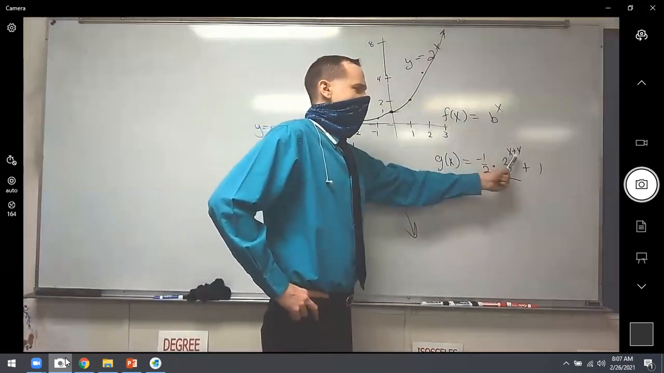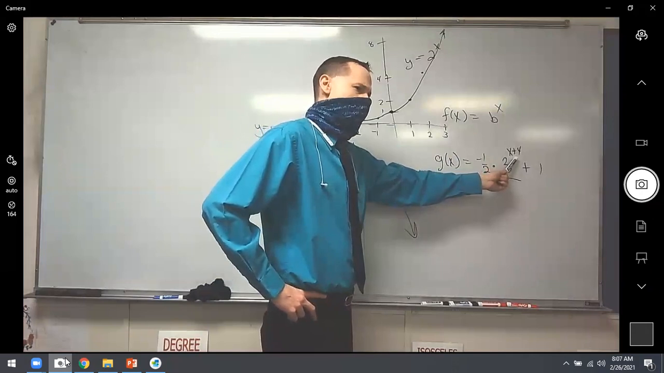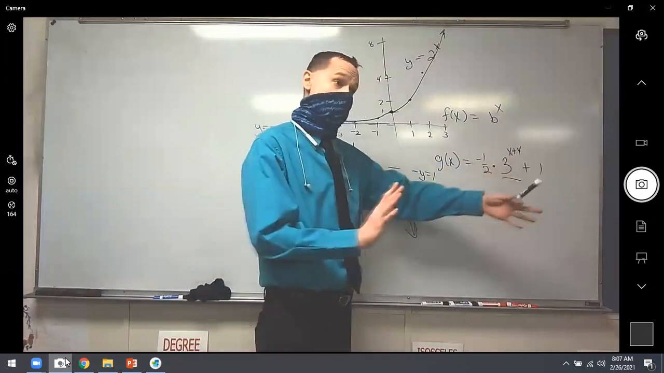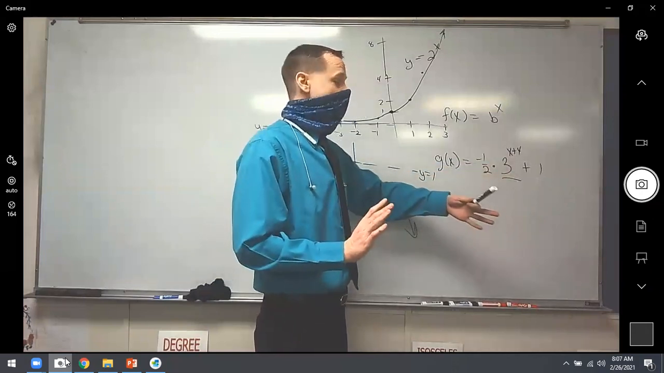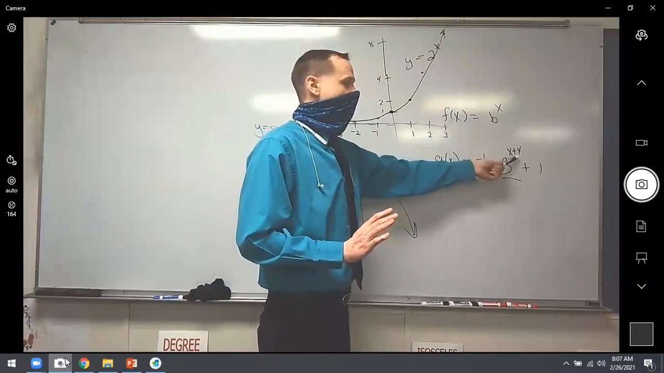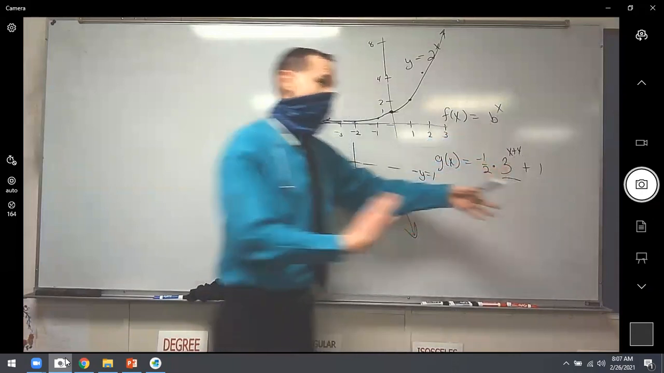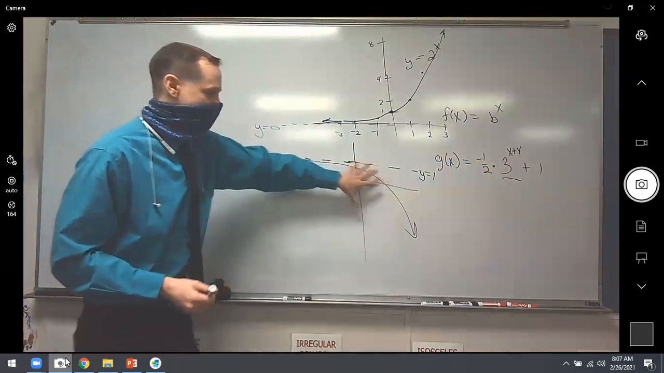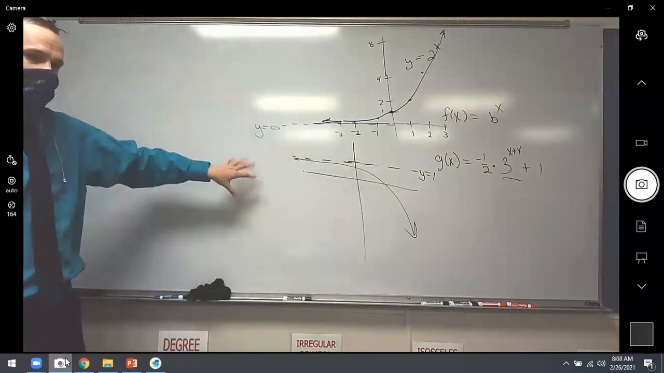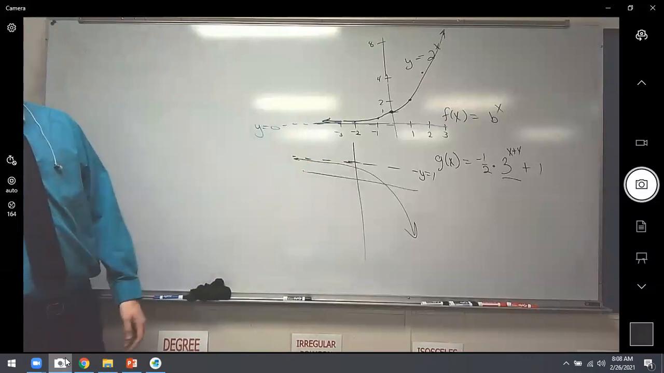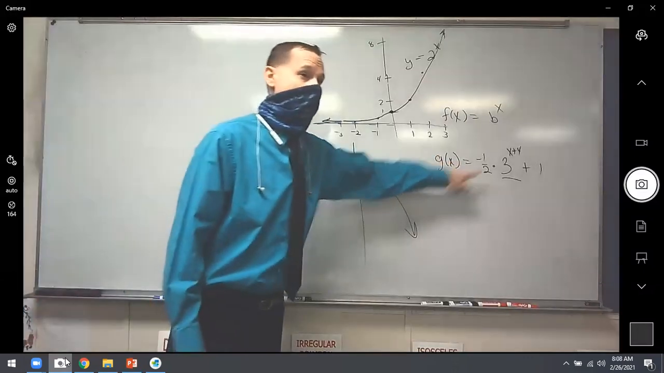There's one other little subtle change I didn't really consider too much. It's not x, it's x plus 4. What happens when you replace your x's with stuff? That's horizontal junk, right? So this would also be shifted which way? Well, not 4 to the right, but 4 to the left. So I'd take this picture and scoot it over a little bit too, something like that. But you kind of get the gist, right? The negative flipped it, the 1 moved it up.